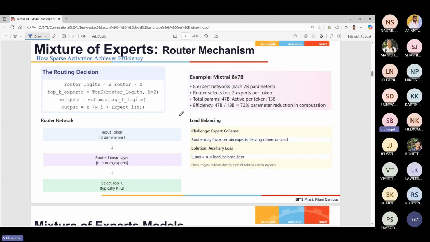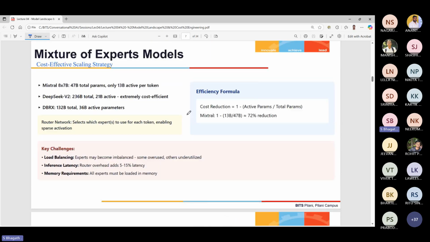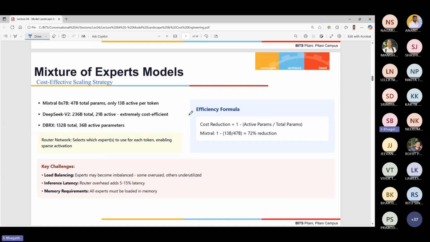The mixture of experts. So it's very easy. If you understand this, what do you call the linear layers, right? Where is the diagram here? Okay, no problem. Diagrams are not there. Just give me one minute. Oops, I should have added a diagram here.